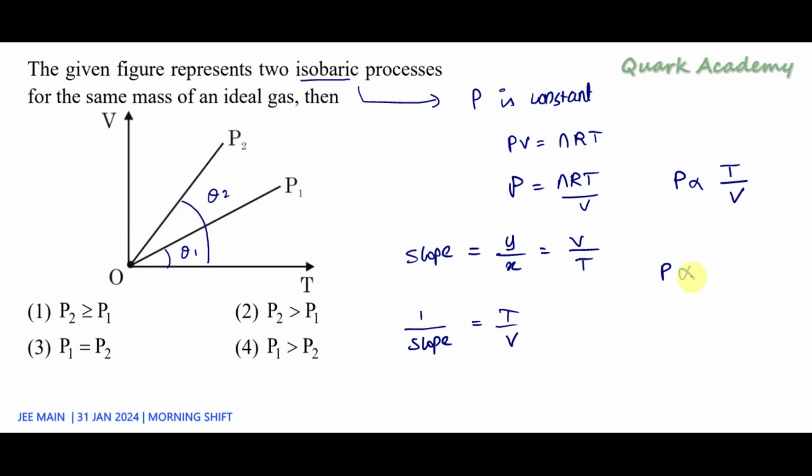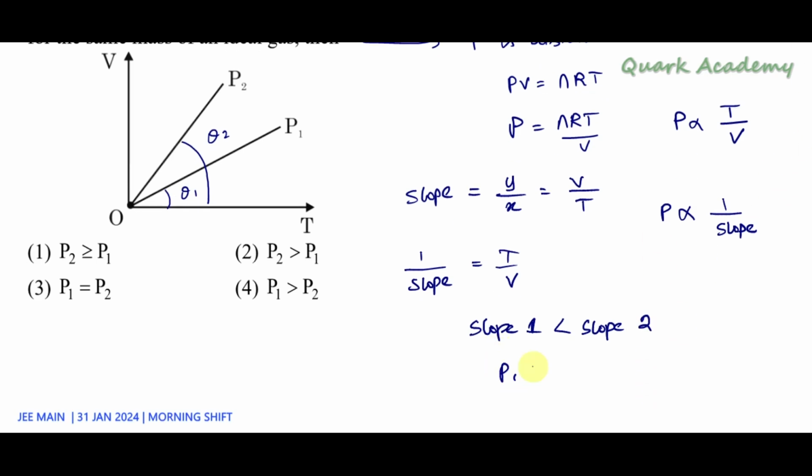So I can say that pressure is directly proportional to 1 by slope. So whichever process has the lesser slope will have more pressure. If we see, we know that slope 1 is less than slope 2. So pressure 1 should be greater than pressure 2, since it is inversely proportional. So the fourth option is the correct answer.